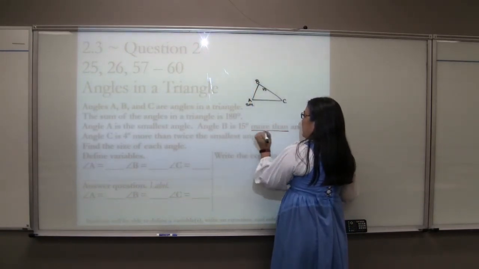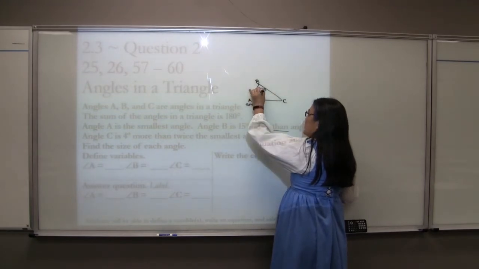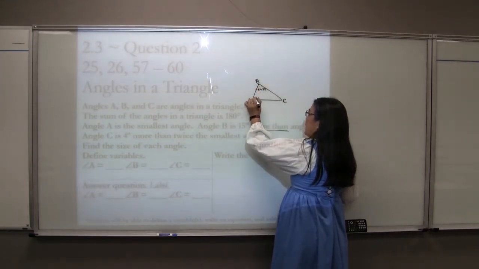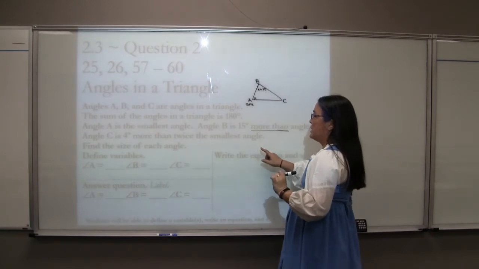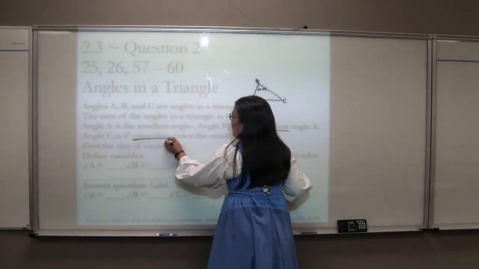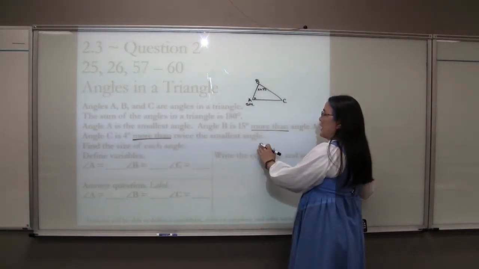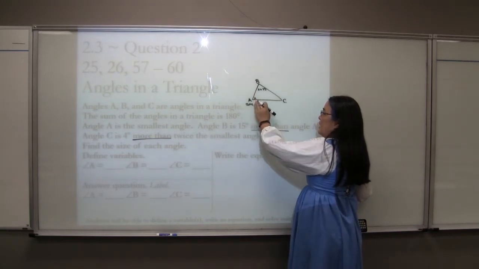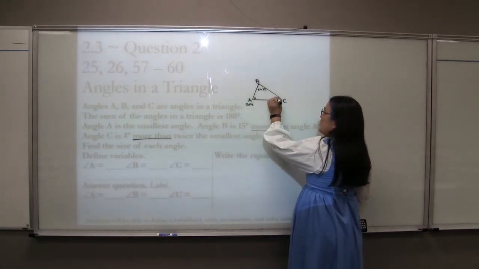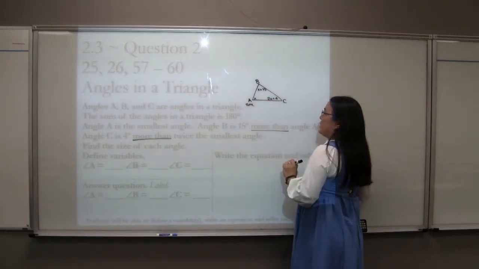Remember the phrase more than or less than says switch the order. So it's going to be x plus 15, which means angle A is x. Angle C is 4 more than, that phrase again, twice the smallest angle. You remember the smallest angle is A, which we're using X. So it is 4 more than twice the smallest angle.